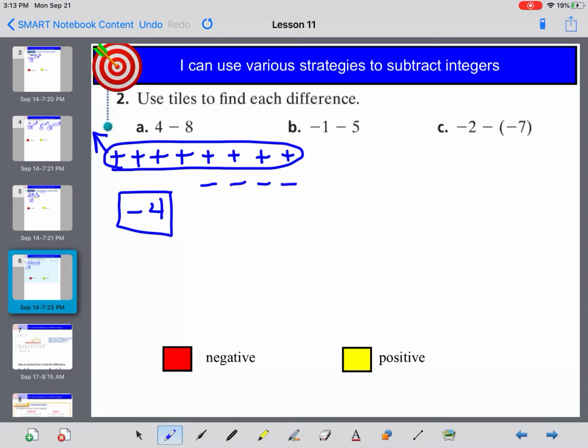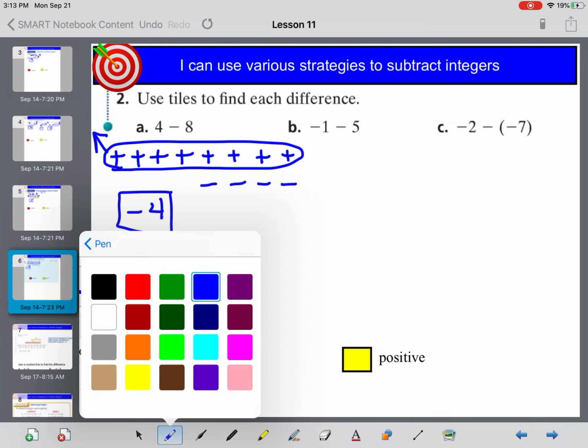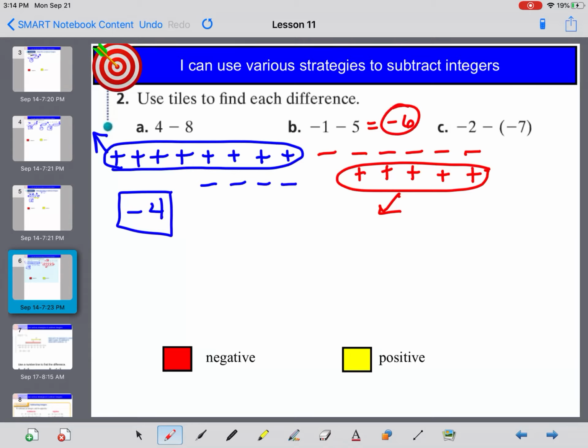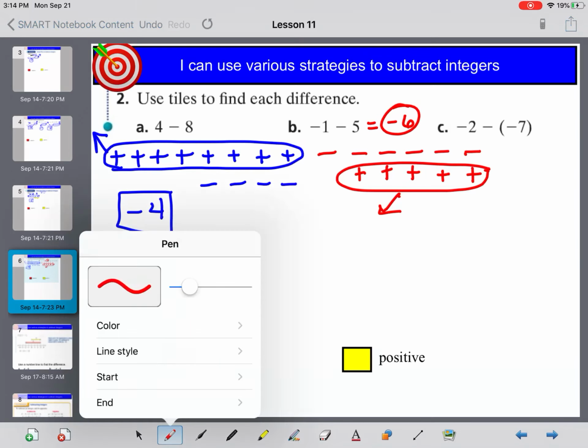Letter B, I have 1 negative tile. I'm going to switch out the color here so you can see that I'm doing a different problem. And I need to take away 5 positives. I can't take away 5 positives, so I need to add 0 pairs. Here's 1, here's 2, here's 3, here's 4, until I have 5 positives. It took me 5 0 pairs to get 5 positives. Now I'm going to remove the 5 positives, and what's left is 6 negatives. Okay?